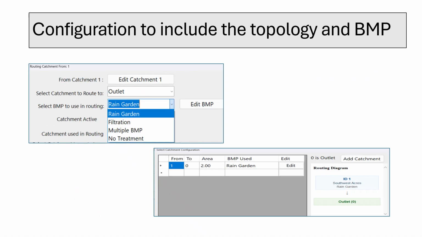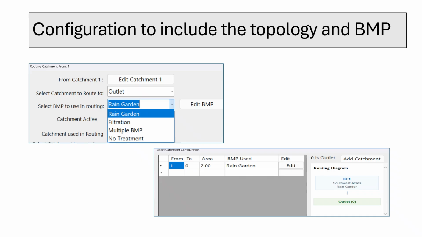When working with any stormwater modeling software, one of the most important steps is properly configuring your catchments. You need to define how runoff water flows from one catchment to another, because that drainage pathway drives the entire analysis. When using BMPFast specifically, the configuration process also involves selecting your best management practice, or BMP. One important feature to be aware of is the multiple BMP selection option.